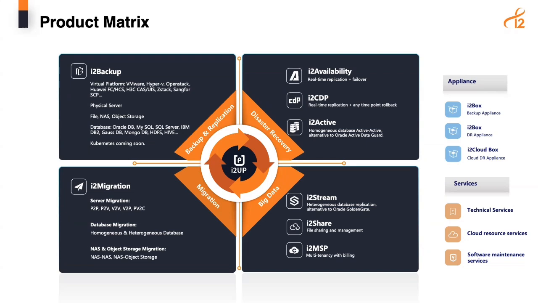The first and very important one is backup, I2 Backup. It can protect virtual platforms, physical servers, file NAS, S3 storage, and the different types of databases we are compatible with, and Kubernetes is coming soon.